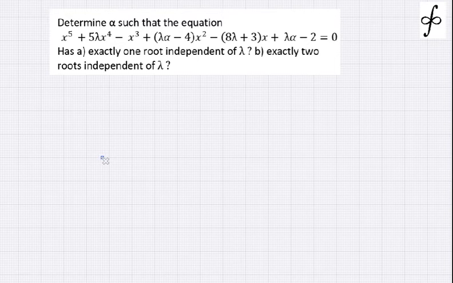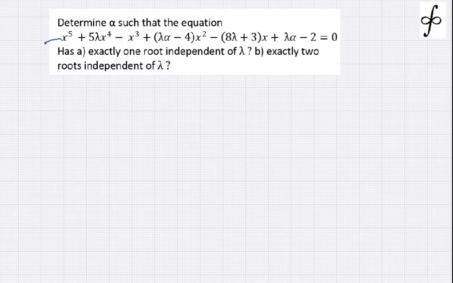Guys, let's take a question on quadratic equation, polynomial equation. So the question goes like this: determine alpha such that the equation x^5 + 5λx^4 - x^3 + (λα - 4)x^2 - (8λ + 3)x + λα - 2 = 0 has exactly one root independent of λ and exactly two roots independent of λ. Okay, so let's see.